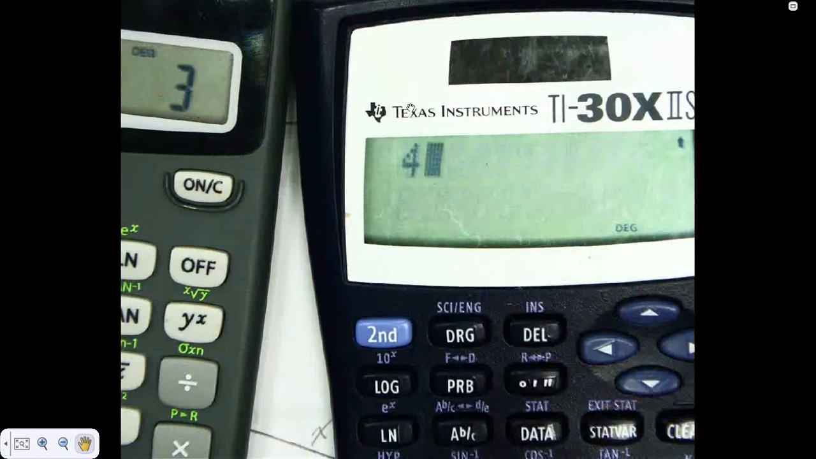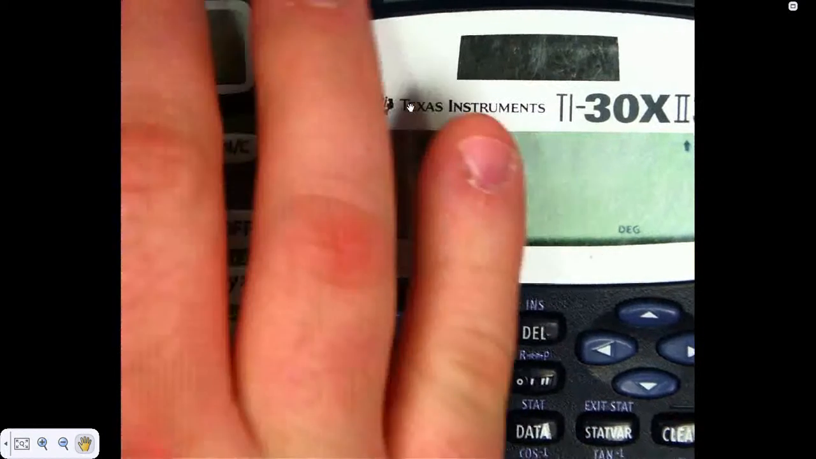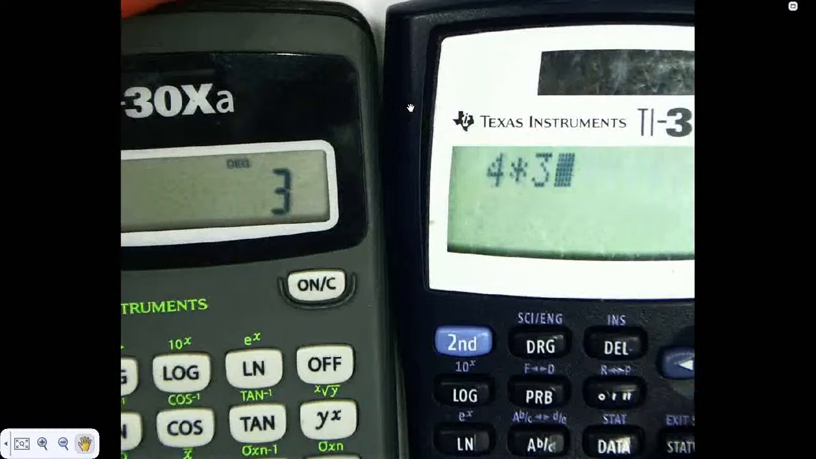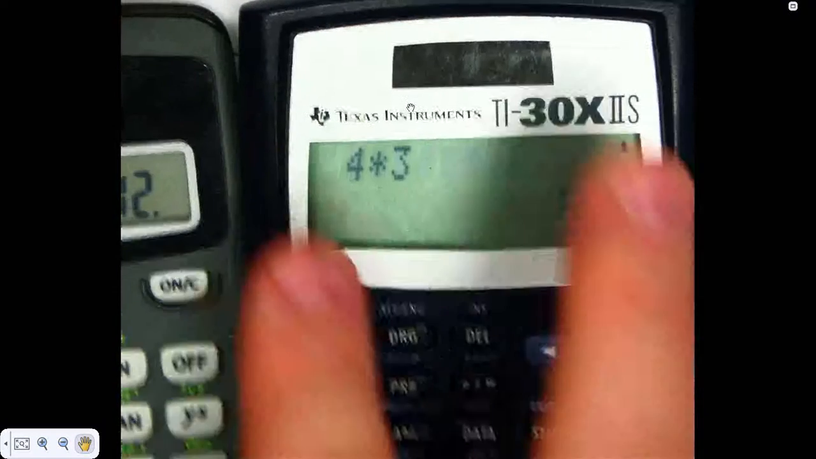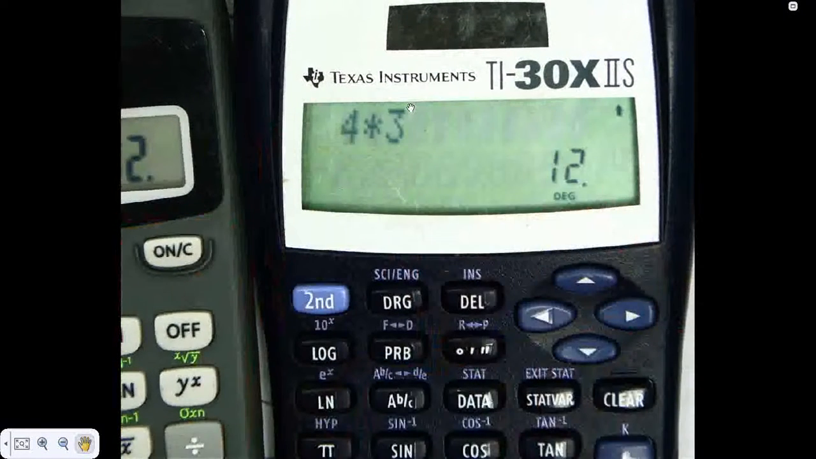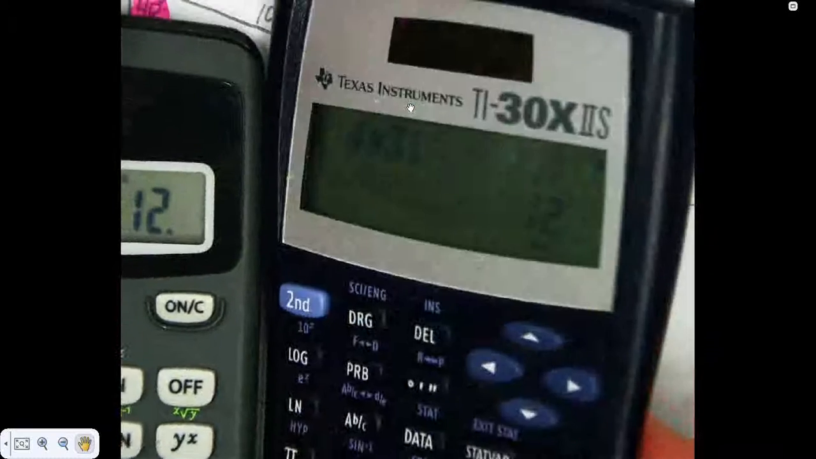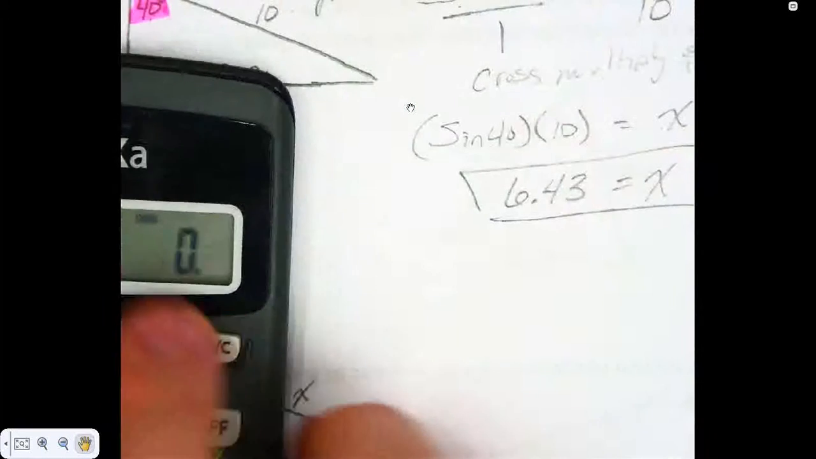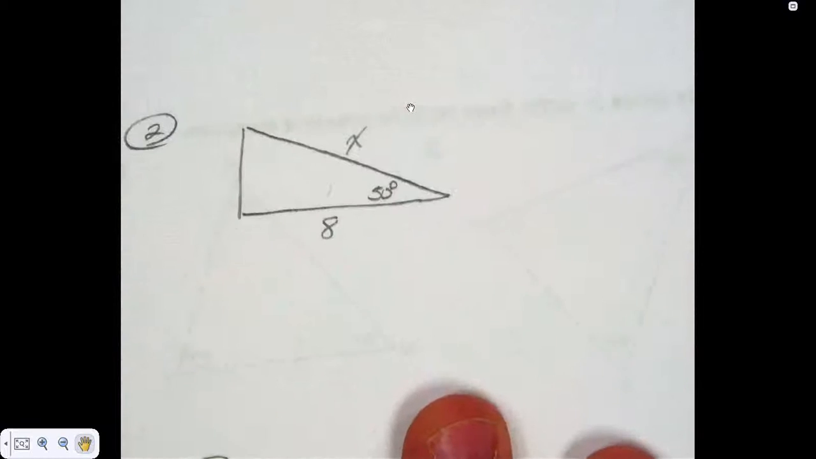Look here. 4 times 3. See how this one says 4 times 3 and all I've got is 12? Both of them you get the same answer, but this one shows you what you just did, and it's like 2 lines. Which type you have, that's how you know. Thank you. All right, on to the next one.